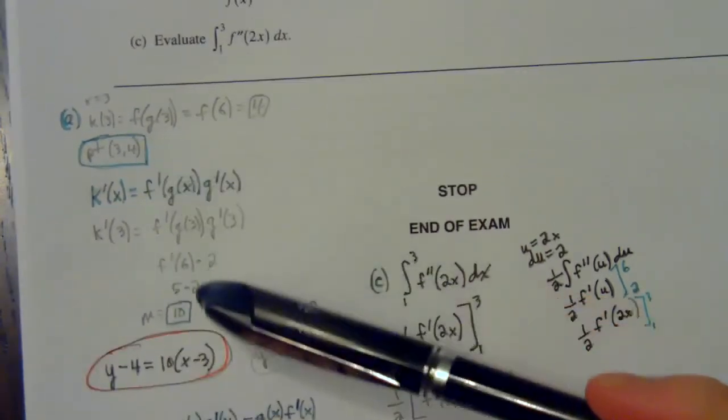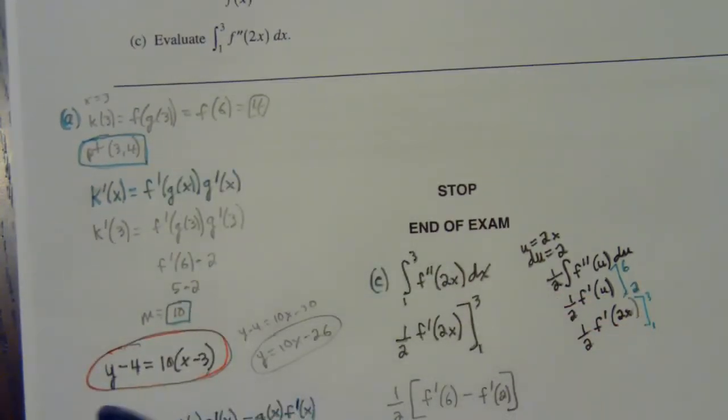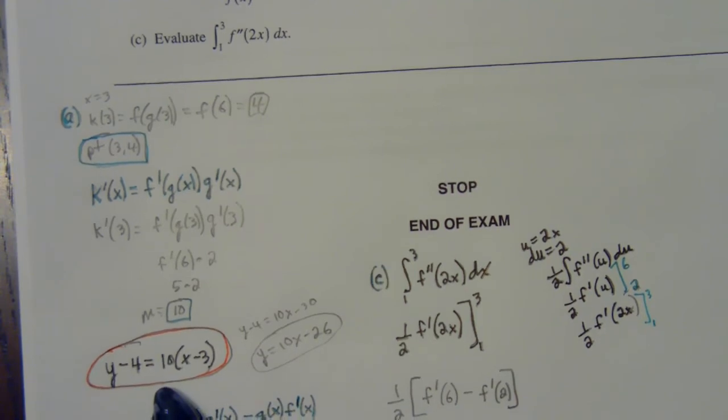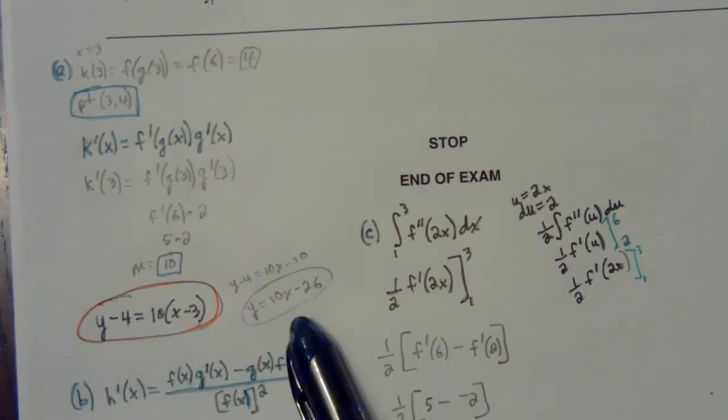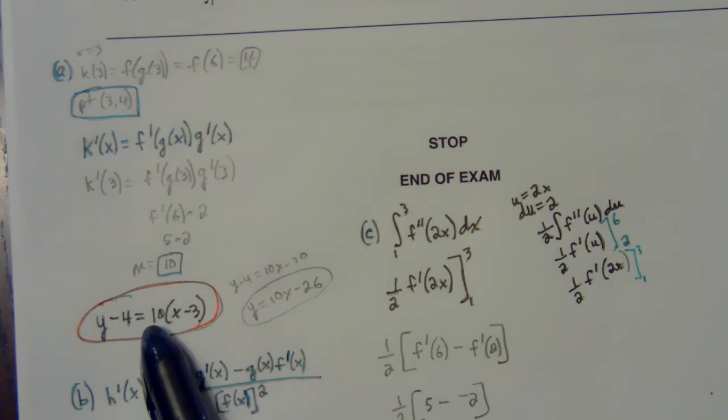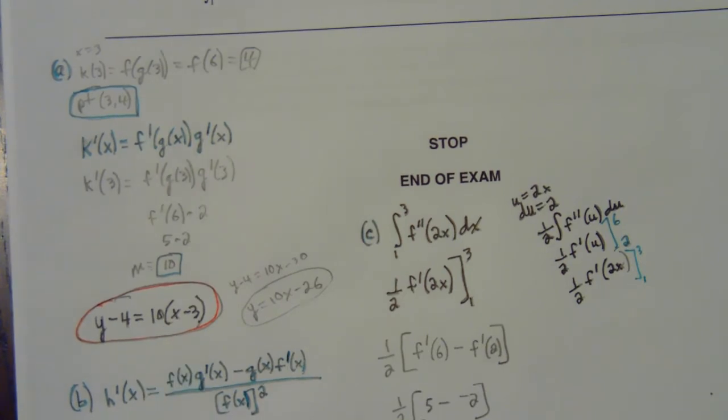So once we have the point and the slope, boom, do your point slope form, there's the equation of the tangent line. And you're allowed to leave it like that. If you want to put it in slope intercept form, you can, but you're allowed to leave it in the point slope form.